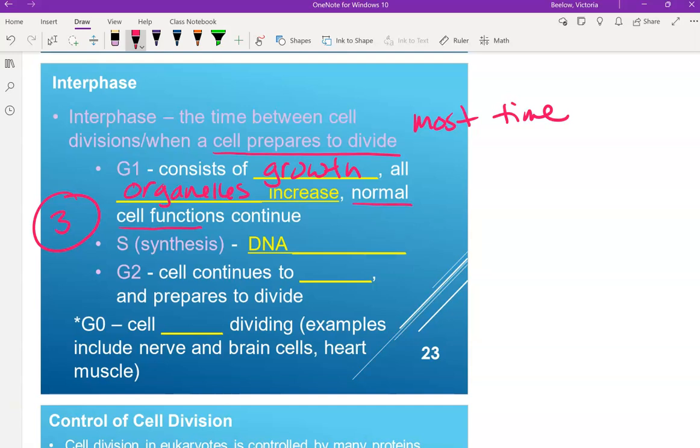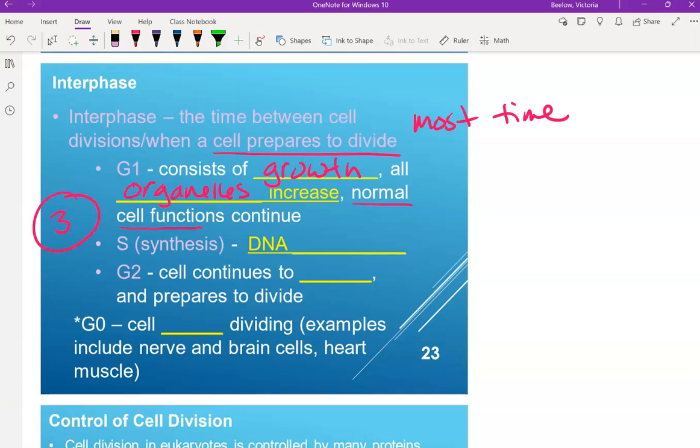Maybe as a skin cell, it's making keratin, things like that. A nerve cell, it's transmitting messages, etc. Well, that's a terrible example, a nerve cell. I'll get to that in a second when I talk about this part. But like a skin cell is making keratin, things like that. The cell's just doing what it normally does.